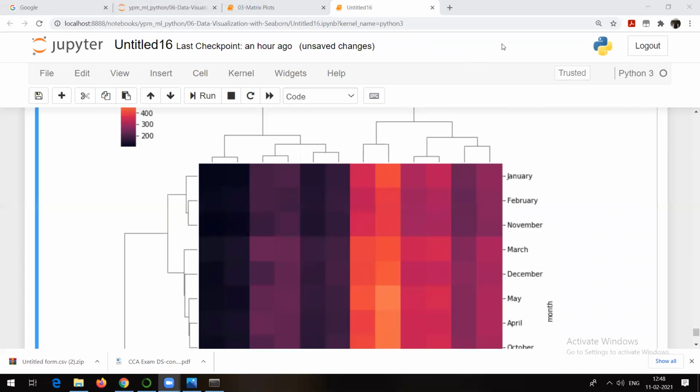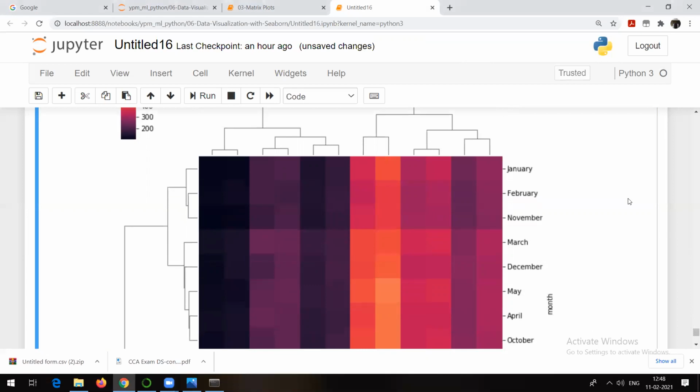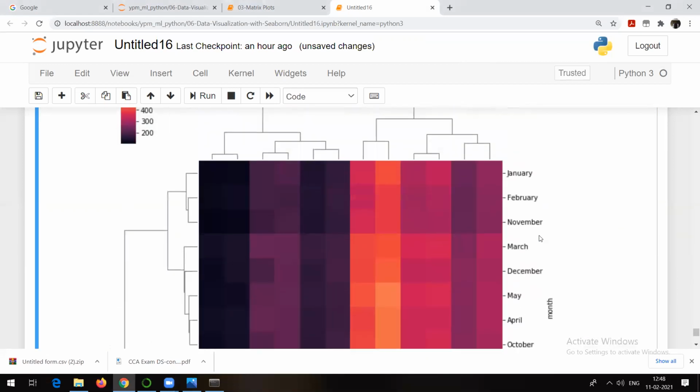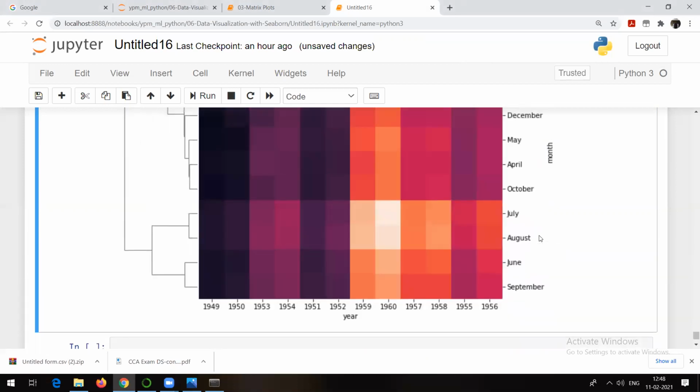So depending on the data, cluster map is going to show the cluster. See these two. And if you check month-wise, try to understand, these years are not in sequential manner. See, 1949, 50, 53, 54, 51, 52, 59, 60. Why are they near? Because their data is same. That's why they are in one cluster.